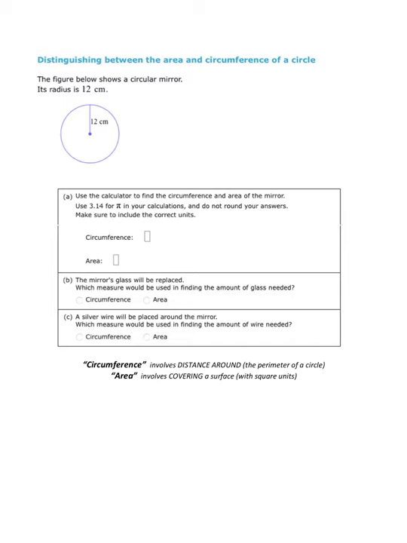Circumference, C equals 2 pi r. And I encourage you to keep on writing out these formulas, because the more you write them, the more they are in your head and you'll get them right. And area equals pi r squared. All right, radius is 12, so C equals 2 times 3.14 times 12. C equals, I'm just going to plug it in my calculator. 75.36 centimeters. Oops.